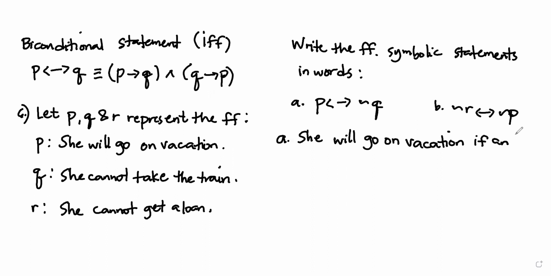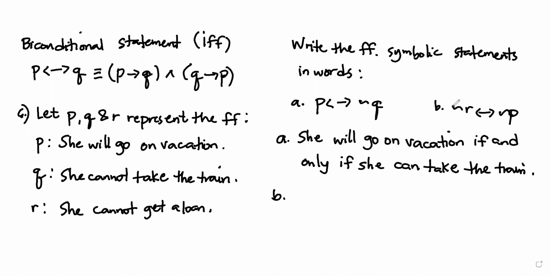If and only if. Then we're going to negate our Q. When we negate cannot, we get can. Only if she can take the train. So the symbolic statement P if and only if not Q in words: she will go on vacation if and only if she can take the train.